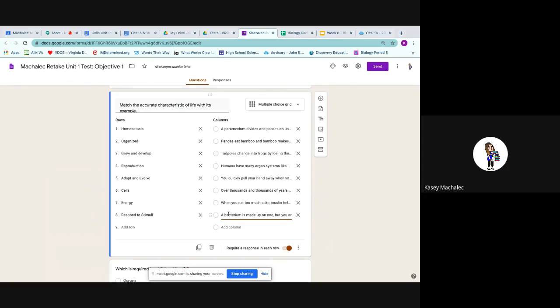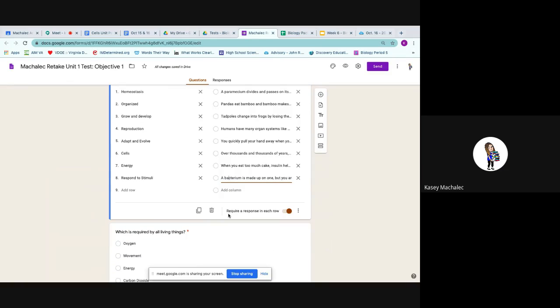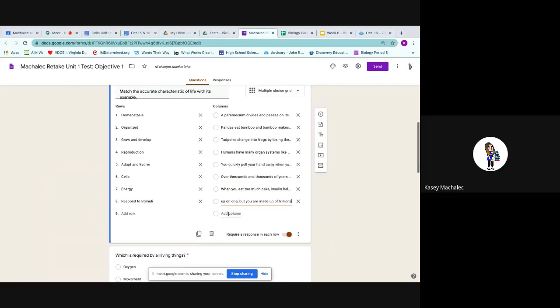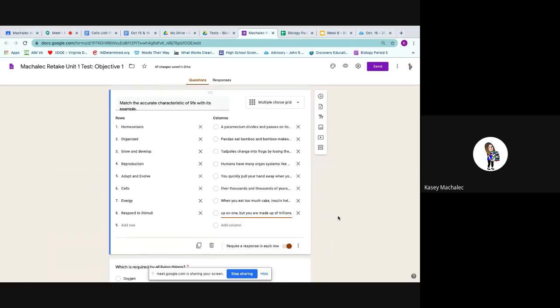Our last column in the matching section says a bacterium is made up of one, but you are made up of trillions. So bacteria is made of one, and you're made of trillions. Does this match with homeostasis, organized, grow and develop, reproduction, adapt and evolve, cells, energy, or respond to the environment?